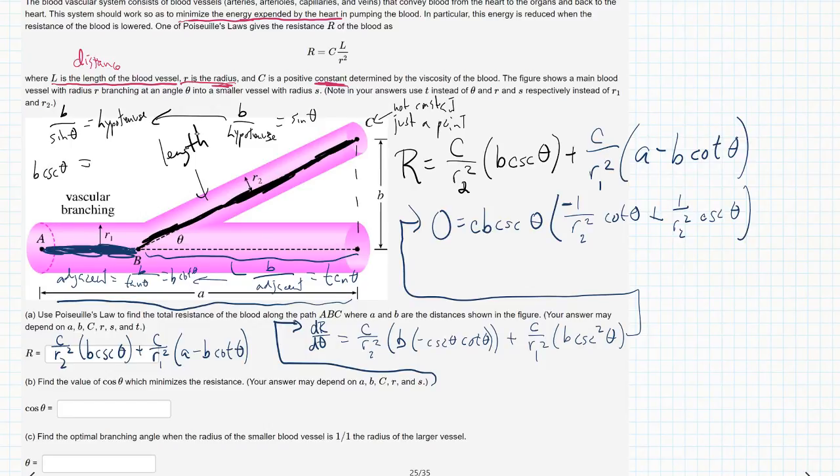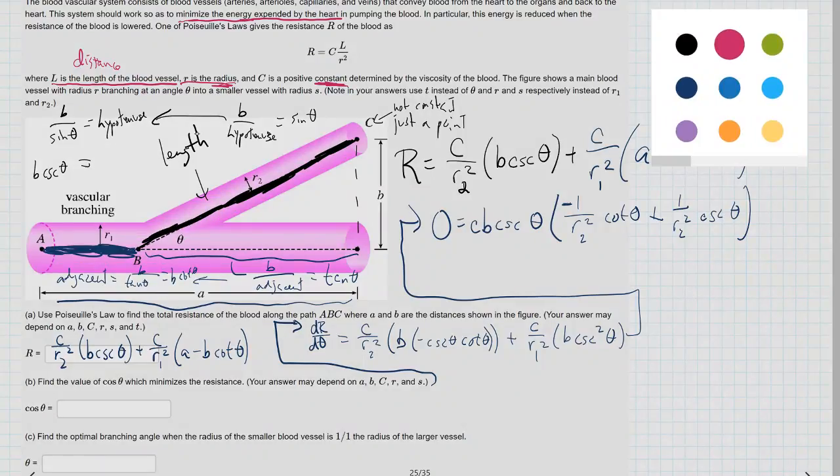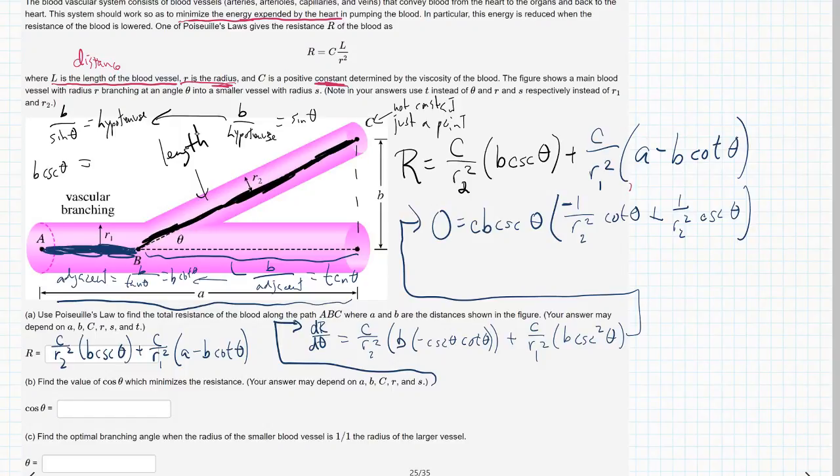Okay, wowzers, right? Okay, yeah, so this works out nice. Another thing you can factor out: cotangent theta is cosine theta over sine theta, and cosecant theta is 1 over sine theta, right? So you can make this 0 equals c times b. If we factor out the 1 over sine theta again, what are we left with?